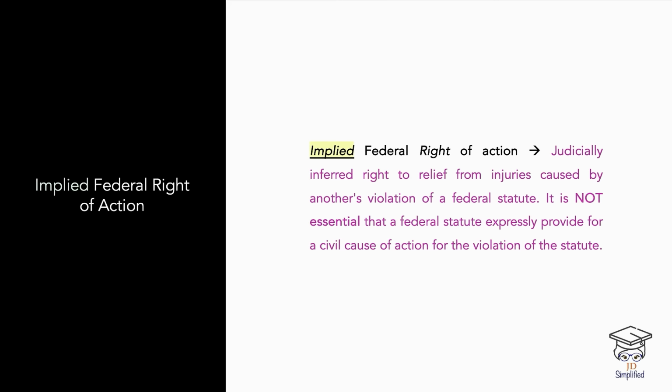Implied federal right of action is a judicially inferred right to relief from injuries caused by another's violation of a federal statute. It is not essential that a federal statute expressly provide for a civil cause of action for the violation of the statute. In Cort v. Ash, Justice Brennan laid out 4 factors for determining when a cause or a right of action should be implied from a statute.